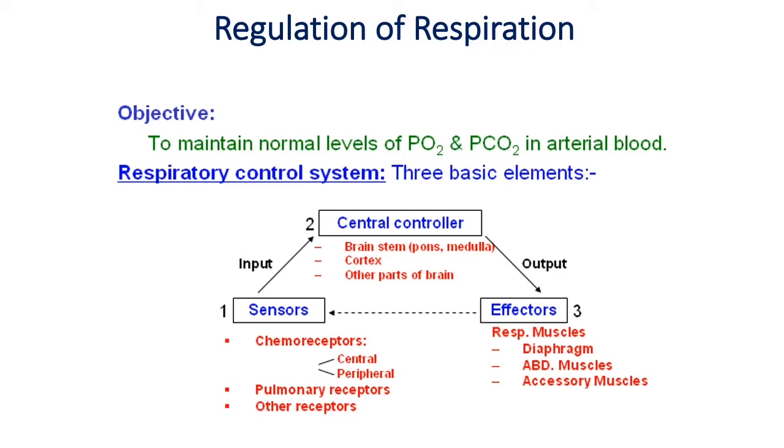The pathway that sends the sensory information from the receptor to the control center is called the afferent pathway. Once the control center determines what needs to be done to maintain homeostasis, it will send that information by way of the efferent pathway to the effectors, which are your respiratory muscles.